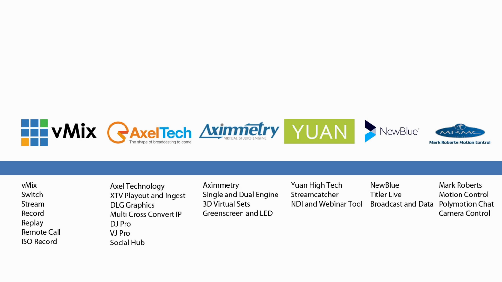Aximetry, we went over a little bit. They've got the single and dual engine. Single engine is basically Aximetry's integrated engine, and then dual engine, we have the Unreal engine as well. I don't know if you've heard of it, but it's a very popular engine. There's a lot of content available for it, but for the Aximetry software we'll be making available a turnkey live production virtual set system that can output via SDI or NDI, doing 3D virtual sets, either green screen or virtual production.